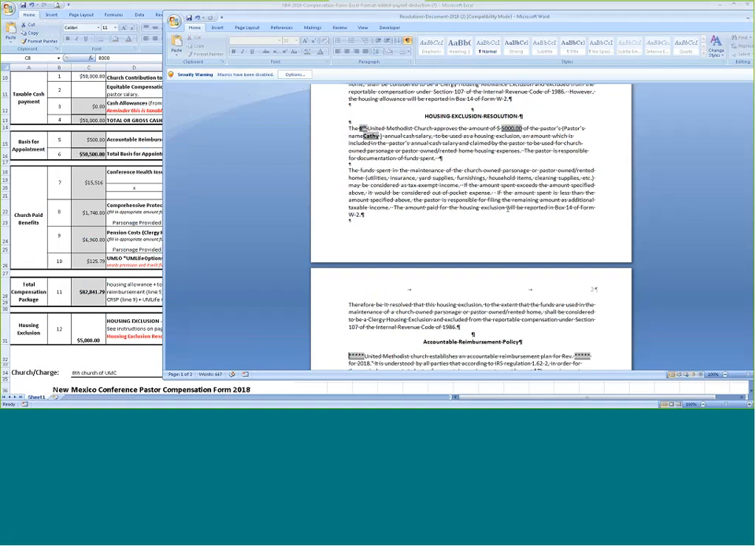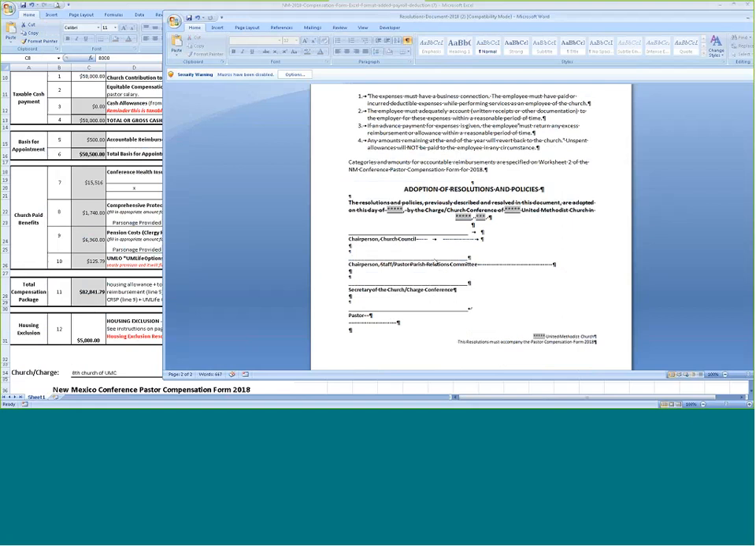This needs to be voted on and signed by these people, and it needs to be in the file. A church should keep a copy, and the pastor needs to keep a copy in their files for their taxes. So we'll close that.